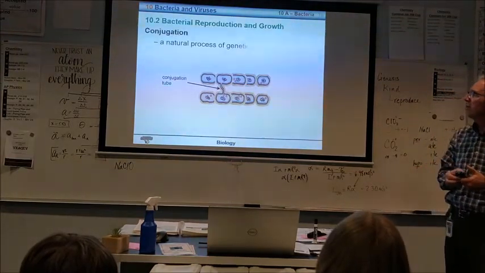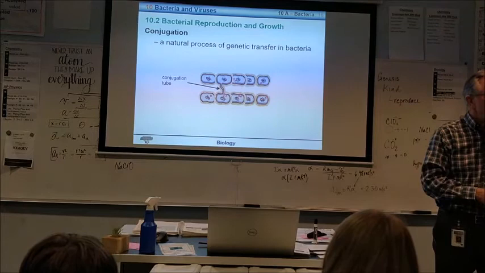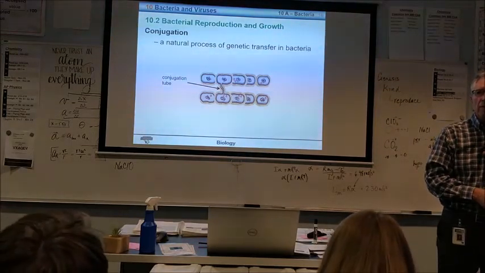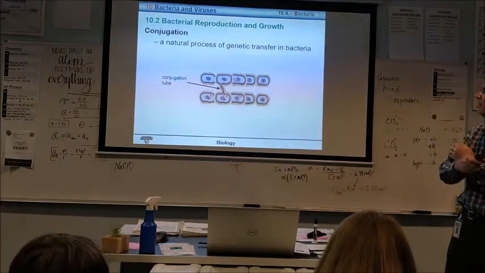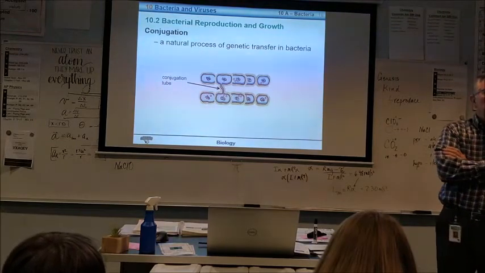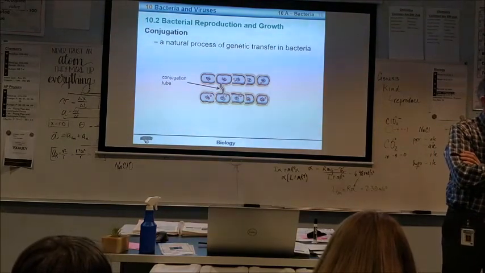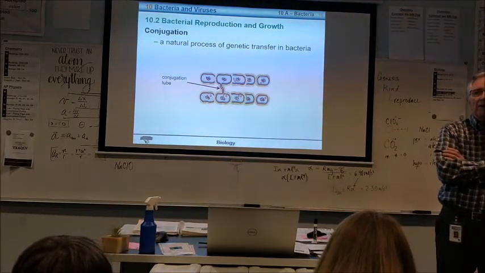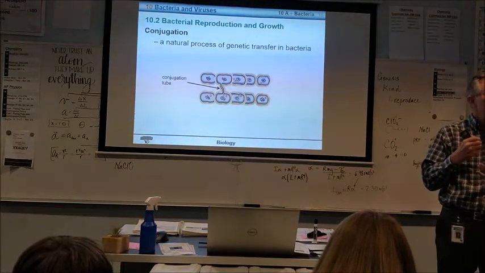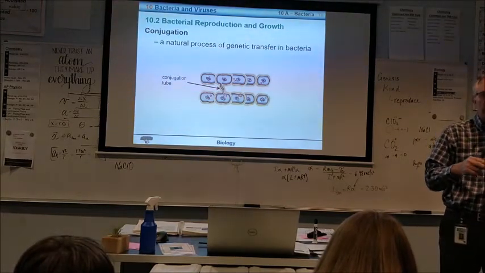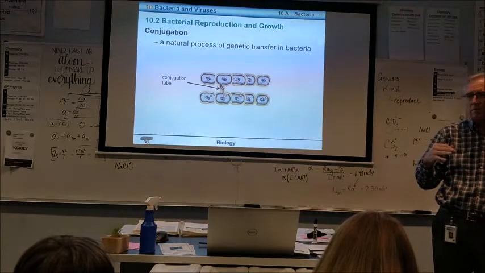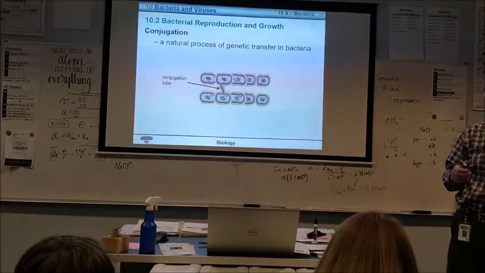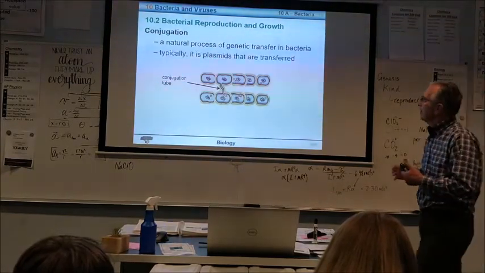Okay, then we also talked about conjugation. Conjugation is a way that it creates genetic variety, but does not involve sperm and egg. Okay? It's not sexual reproduction, but it does provide for genetic variability.